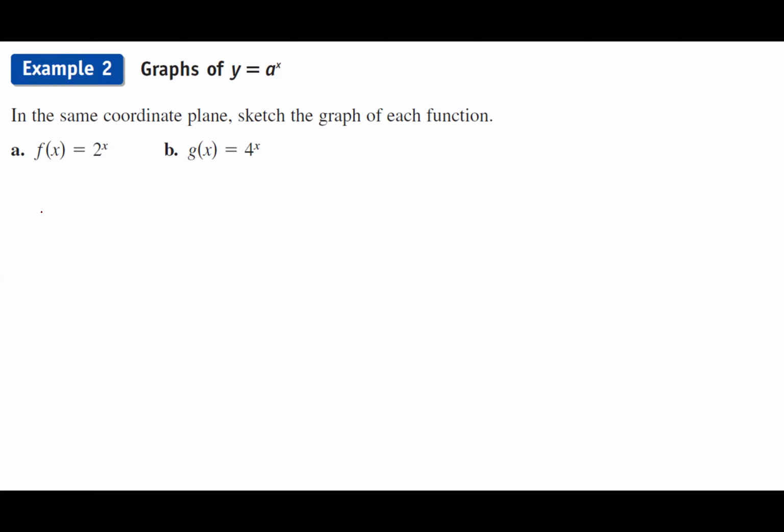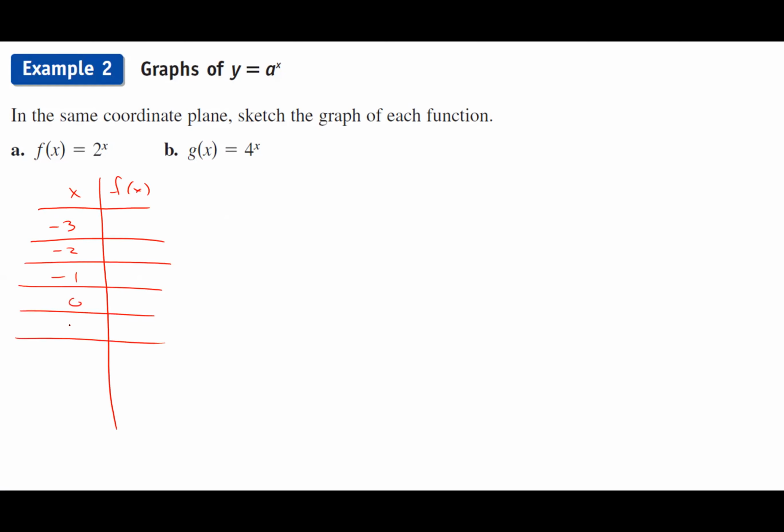So for A, we're going to make ourselves a little table. Got x and f of x. And the only thing is with 2, there are numbers I can plug in that I can figure out what the values are. They just have to be integers, because I know from algebra 1 how to calculate this. 2 to the negative 3. In fact, help me out here.